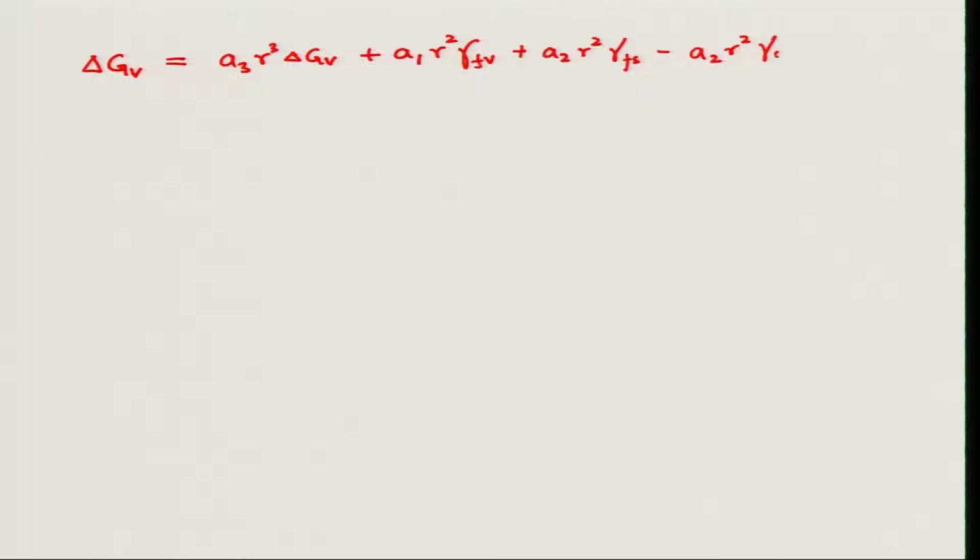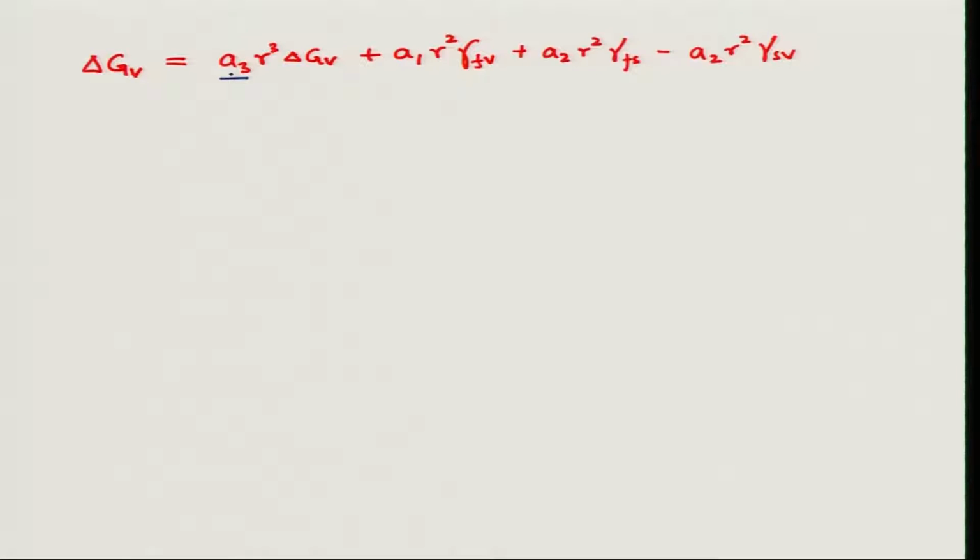Okay. So, now if I were to write the change in free energy of this nucleation, of this formation of this nucleus, I can write this in terms of A3 r cubed delta G_V plus A1 r squared gamma_FV plus A2 r squared gamma_FS minus A2 r squared gamma_SV. Okay. Now, let me explain these terms.